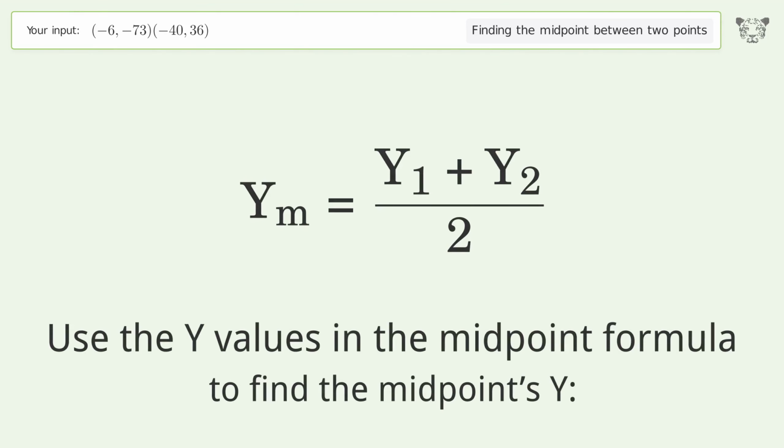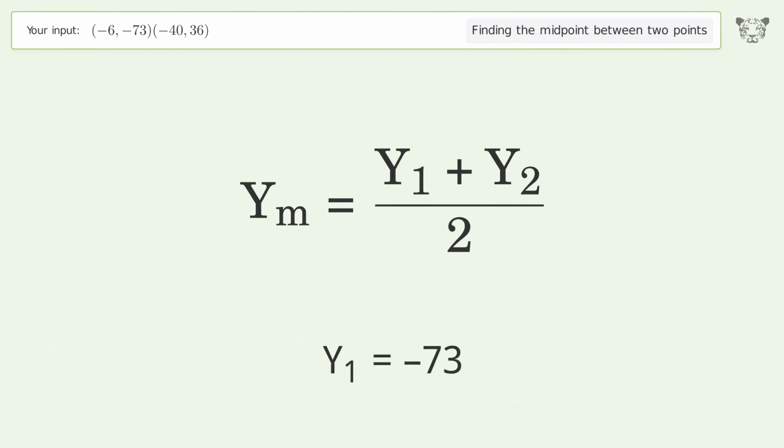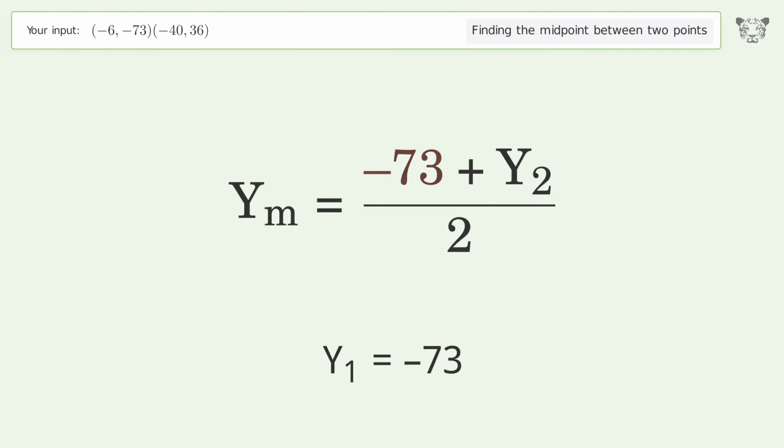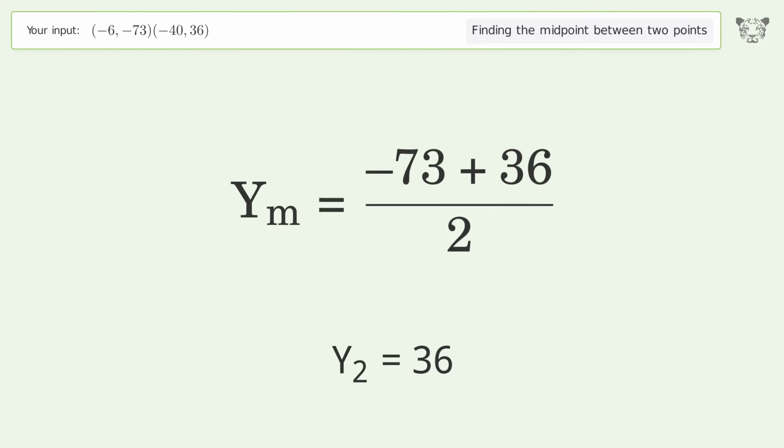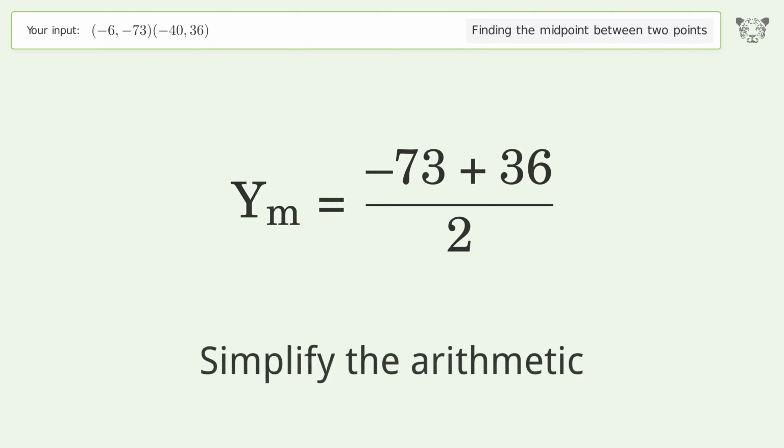Use the y values in the midpoint formula to find the midpoint's y. y1 equals -73. y2 equals 36. Simplify the arithmetic.